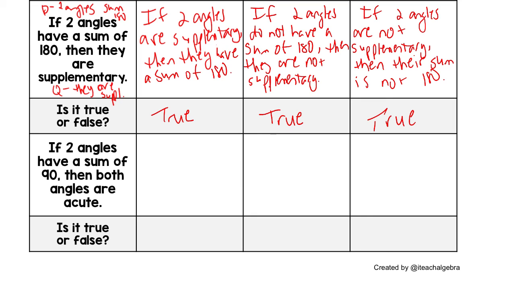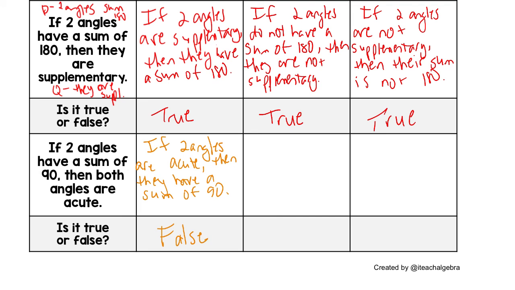All right, last one. If two angles have a sum of 90, then both angles are acute. We'll do the converse. If two angles are acute, then they have a sum of 90. Definitely false. Our angles can be 30 and 20, and they're both acute, but they do not add up to 90.